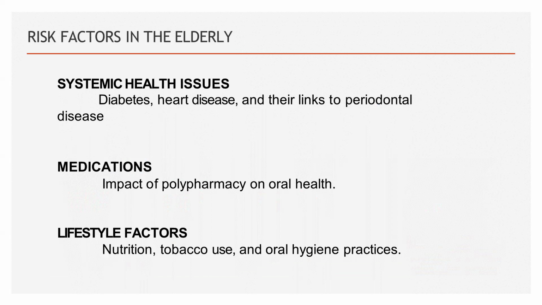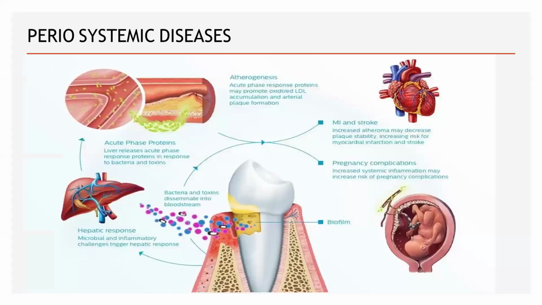Risk factors in the elderly. There are various systemic diseases present in the elderly population which act as periodontal risk factors. These are diabetes, heart diseases, the medication the patient has been taking, and lifestyle factors like nutrition, tobacco use, and oral hygiene practices.